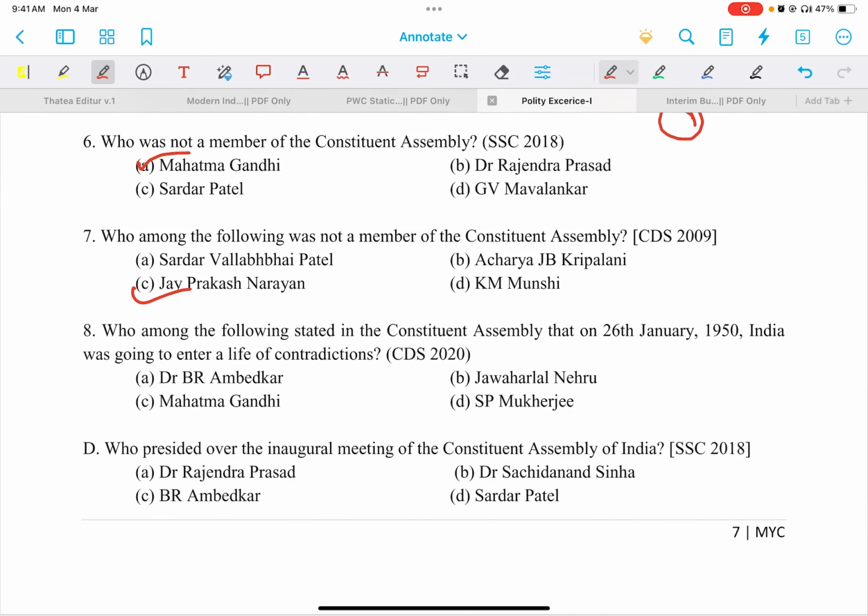Who among the following stated in the Constituent Assembly that on 26th of January 1950 India was going to enter a life of contradiction? B.R. Ambedkar.